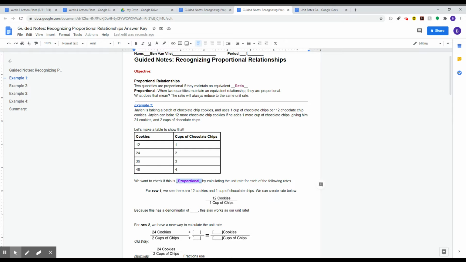I jumped the gun here, but that's okay. You'll forgive me, I'm sure. We want to check if this is proportional by calculating the unit rate for each of the following rates. Okay, let's go for this.